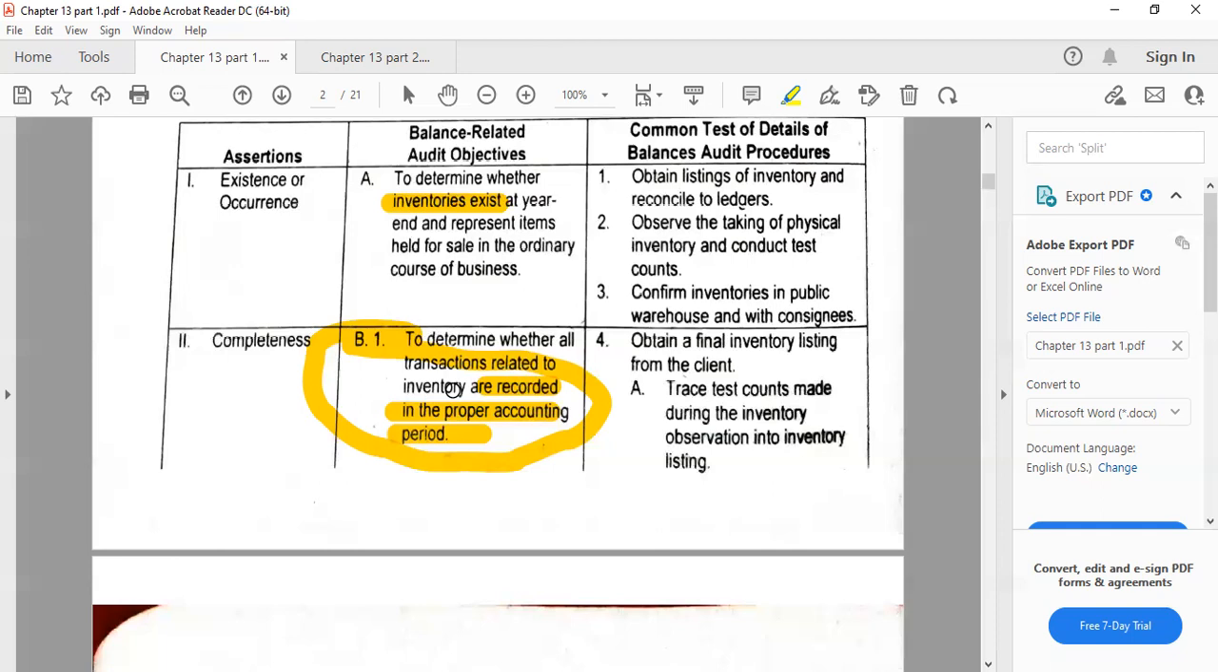But if it was shipped FOB shipping point, we all know that the ownership over the goods will be transferred to the buyer upon shipment, regardless of when received. So in my example, since the units were already shipped on December 31, even if they were received on January 1, that transaction should be included in the current accounting period, in the cut-off. This is very important when it comes to audit problems on inventories.